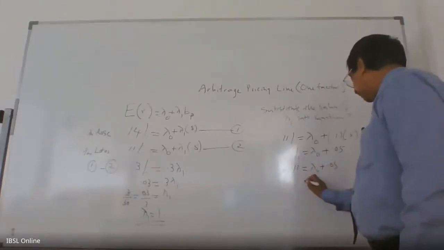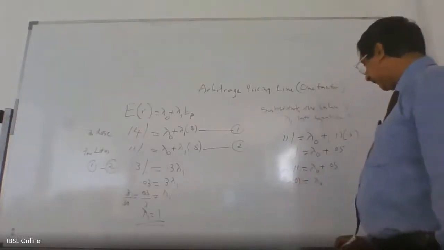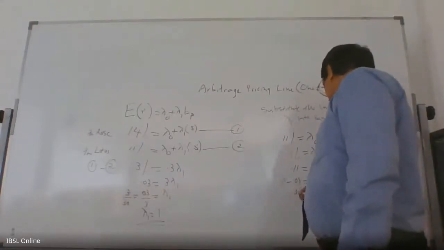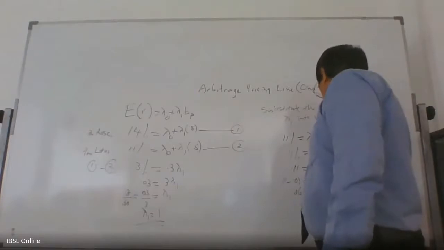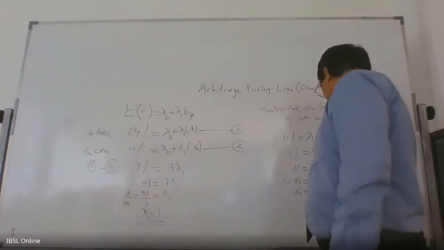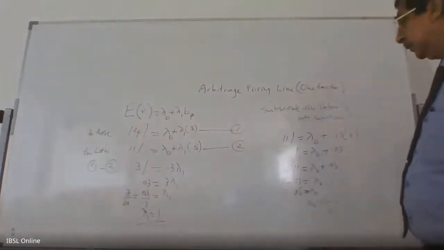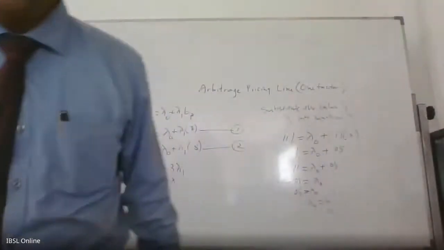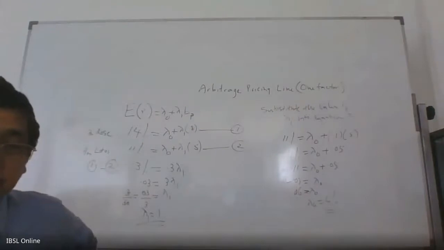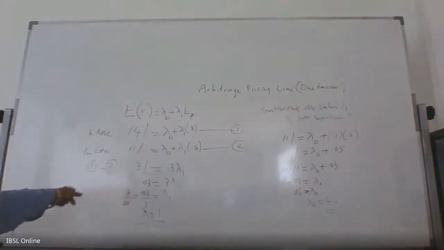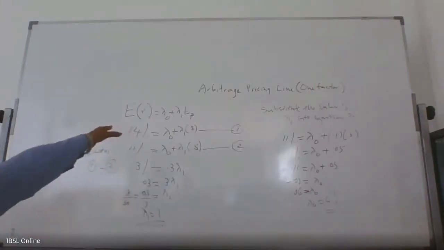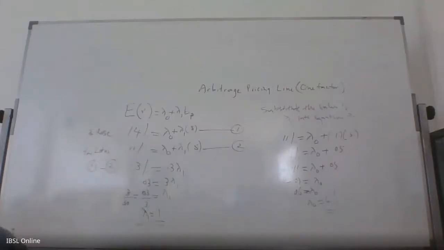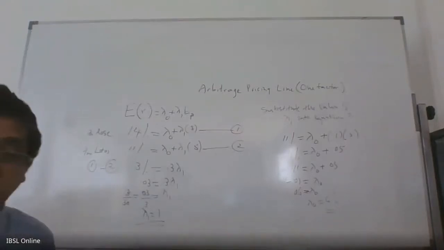So therefore lambda 0 is equal to 0.11 minus 0.05. So that is 0.06. So lambda 0 is equal to 0.06, or in other words, lambda 0 is equal to 6%. So now we know the equation. Since lambda 0 is 6% and lambda 1 is 0.1, you can put the equation as ER is equal to 0.06 plus 0.1 BP. So that is how we can put the equation, since we know lambda 1 and lambda 0.